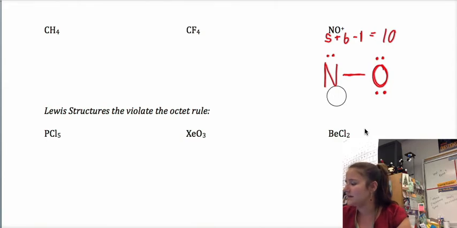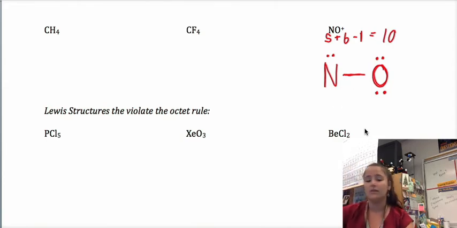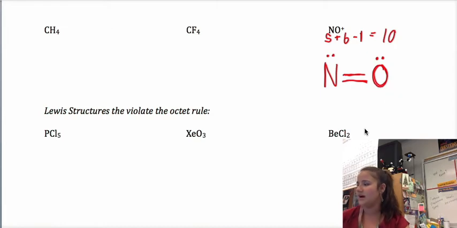So what I'm going to do is take one of these lone pairs from nitrogen and change it into a bonding pair. And that's cool because now oxygen has 8 electrons around it. 2, 4, 6, 8. But nitrogen doesn't. Nitrogen only has 6. So I'm going to take one from the oxygen and make it a bond. Okay. Now let's see where we're at.